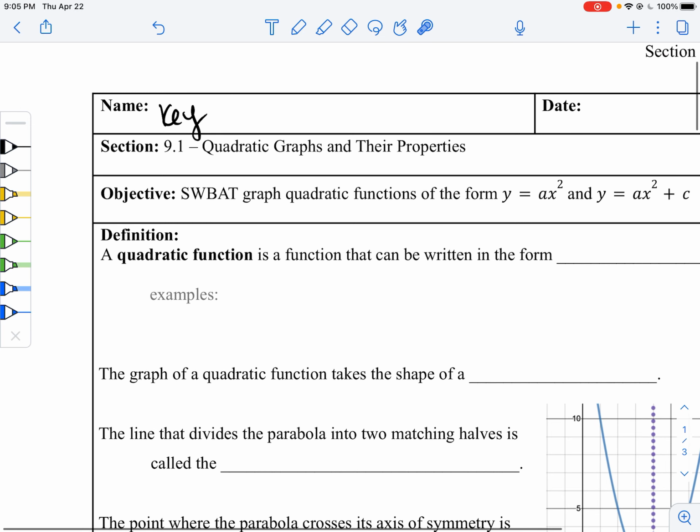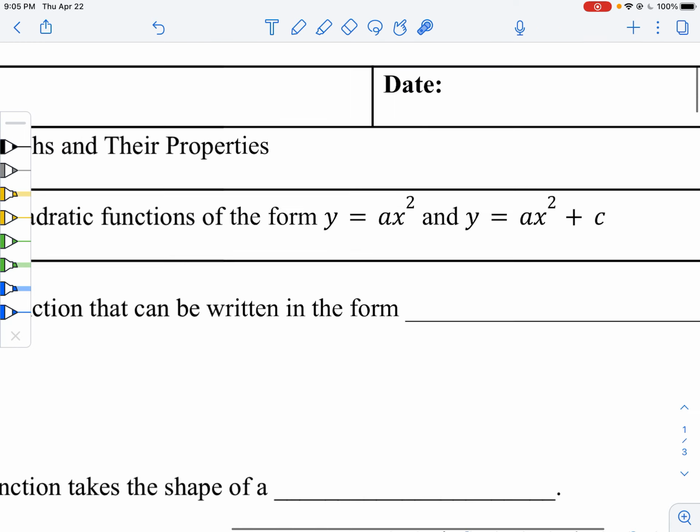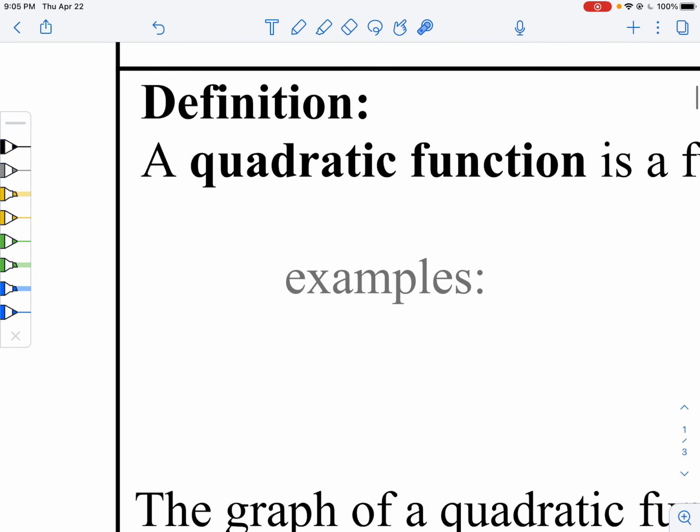By the end of the day, you will be able to graph quadratic functions of the form y equals ax squared and y equals ax squared plus c. Let's talk about quadratic functions. Quadratic means something squared. That's what a quadratic is.